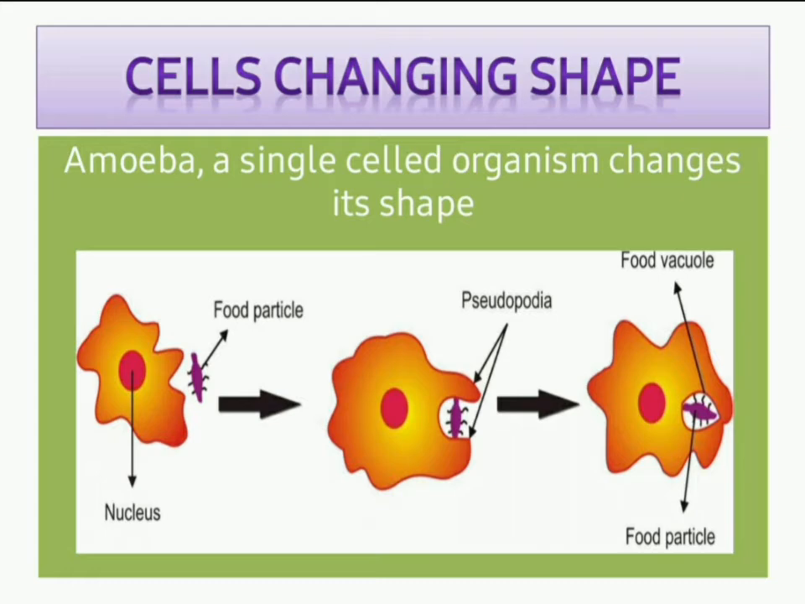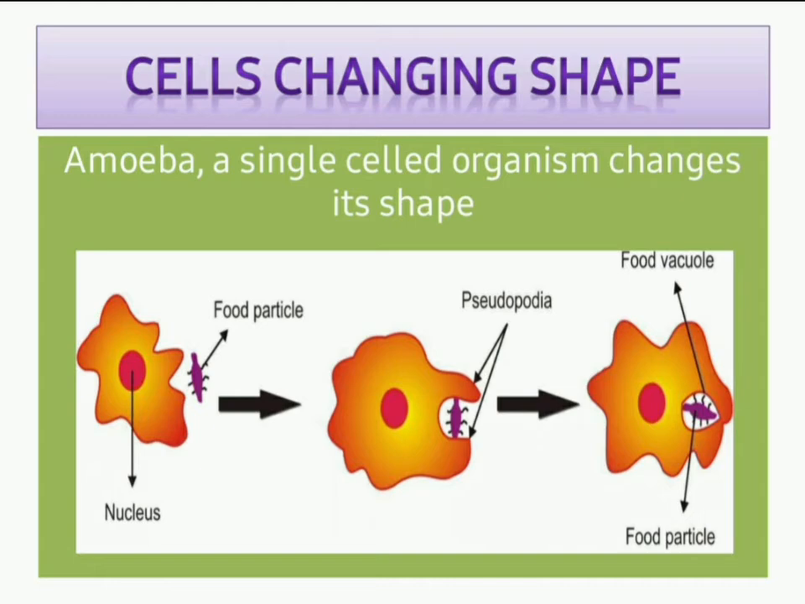Here, in these diagrams, we can see that amoeba is taking its food. If amoeba needs to engulf the food particle, it changes its shape in such a way that the food particle gets trapped inside the amoeba. This method of engulfing food particles is possible because the cell is able to change its shape.